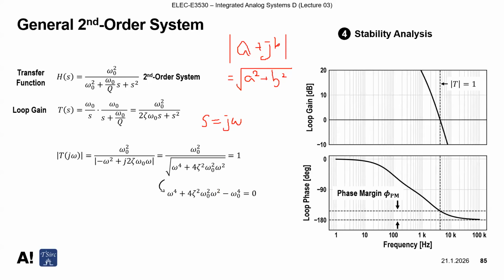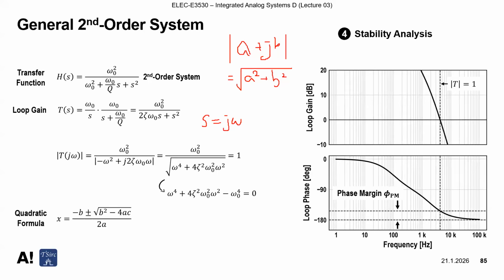And when we take the overall magnitude response equal to 1, then we can finally find the exact frequency that meets loop gain equal to 0 dB. So, we can rearrange this equation. Then we get omega to the power of 4 plus the other terms here. And then we can take out omega 0 square and minus. Then we have this equation.